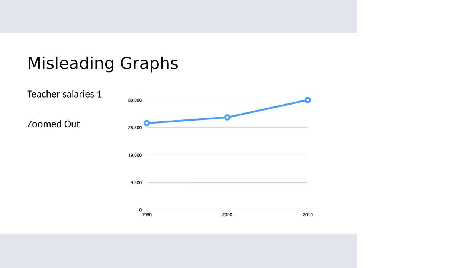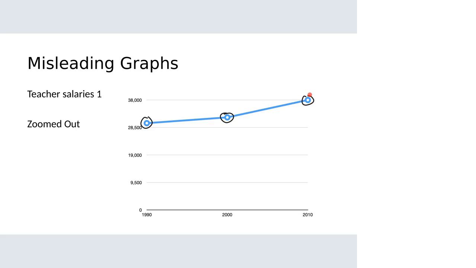Here's a graph of teacher salaries. And what we can see here is we have a line graph because this is change over time. So we have our years on the x-axis. We have our salary data here on the y-axis. And as we look at these numbers, we can see, well, in 1990, the teachers made about 30,000. 2000, they made about 32. And in 2010, they made 38.